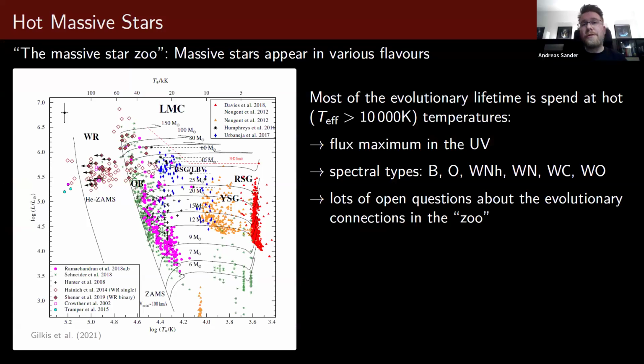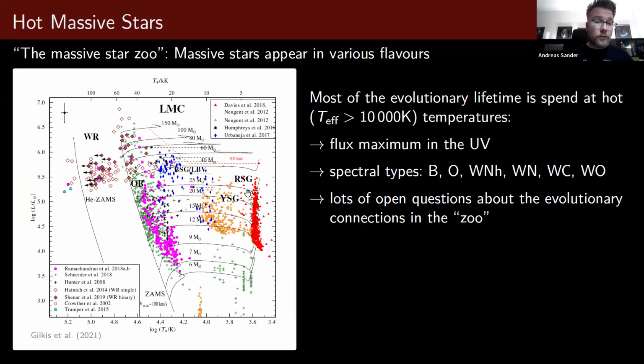Now, for most of their evolutionary lifetime, massive stars are actually in a hot stage, meaning that the effective temperature is hotter than about 10 kilokelvin. But what you see here in this example HRD on the left side, which is for a selection of massive stars in the LMC, is that there's actually quite a zoo of different objects that are massive.